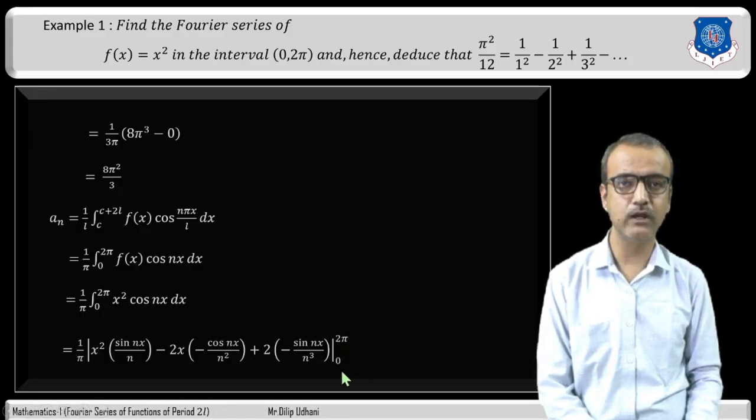Now for the lower limit, if you will replace x by 0 over here, so the first term will become 0. And then after for the second term, again here we have 2x, so it will become 0. And as you know, the value of sin 0 is 0, right? So this term will also become 0. So we will be having only one term for the upper limit 2 pi, and the remaining terms will be 0.